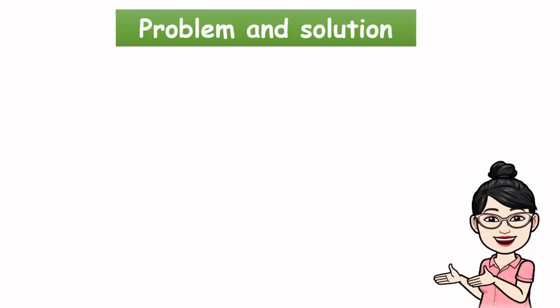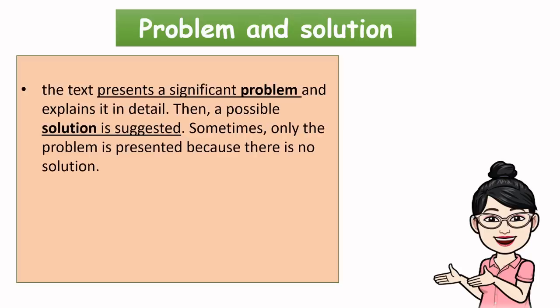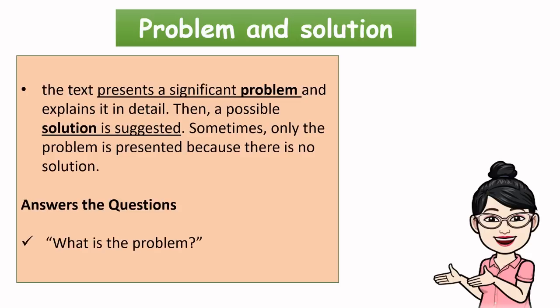Now, let us proceed to the third pattern, problem and solution. In this pattern of idea development, the text presents a significant problem and explains it in detail. Then, a possible solution is suggested. Sometimes, only the problem is presented because there is no solution. It answers the questions, what is the problem? And what is a possible solution?